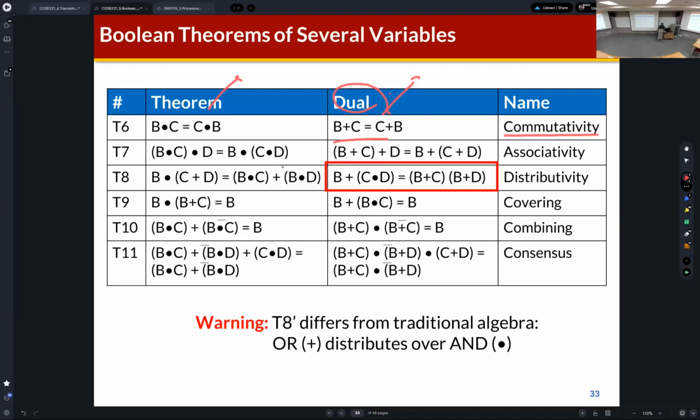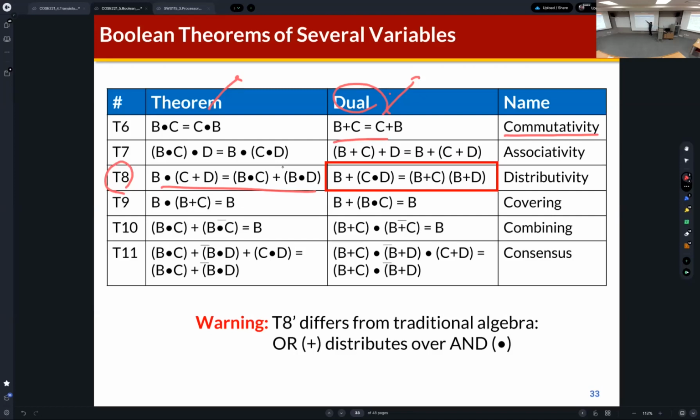And then let's see the next one. I believe you can easily understand this theorem. Actually, it's the same as our real algebra. How about this one? A little bit different. We can say B multiply C plus D equals B multiply C plus B multiply D. And this theorem is called the distributivity. Then in Korean, right?